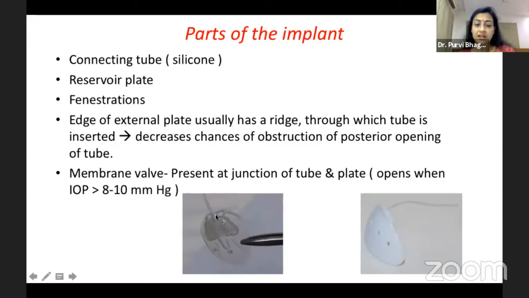The edge of the external plate has a ridge through which the tube inserts. So this ridge prevents any posterior occlusion and compression of the tube. And the valvular devices have a membrane valve, which is a highly sensitive structure. While handling, you should not be touching this area, which is present at the junction of the tube and the plate. And this valve opens only when the IOP goes beyond 8 to 10 millimeters of mercury.